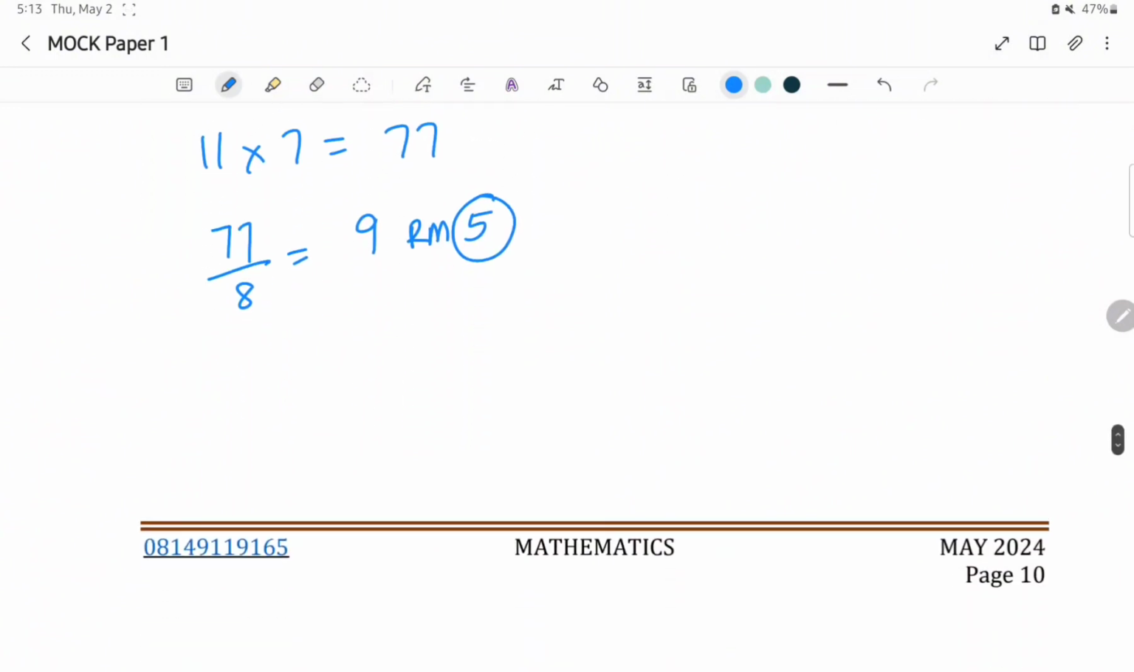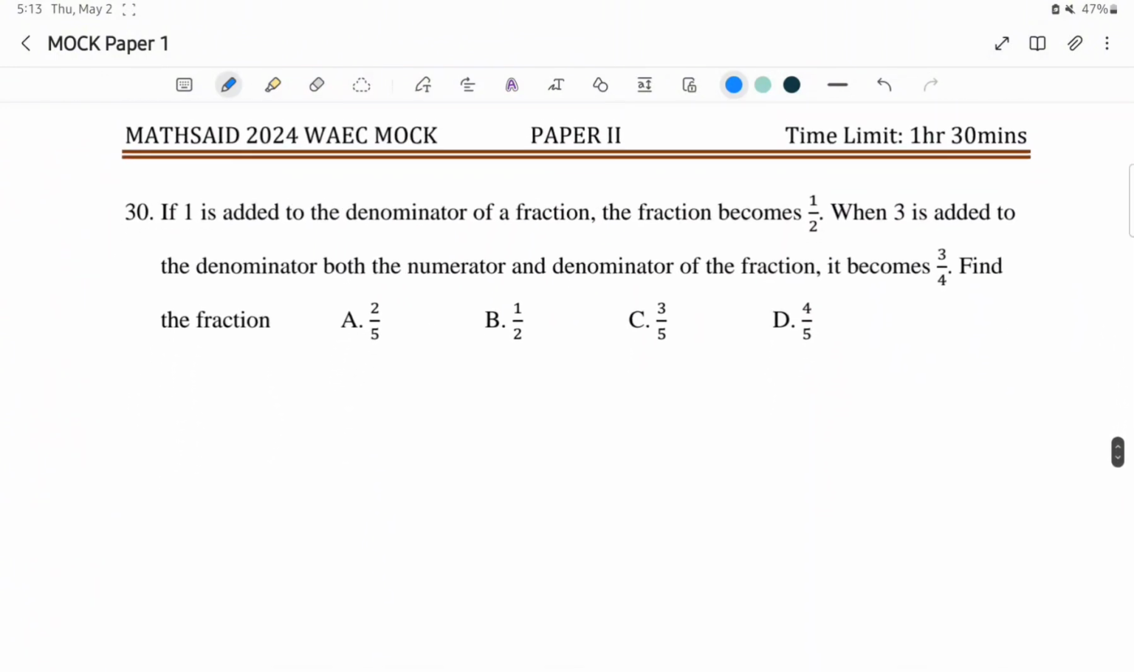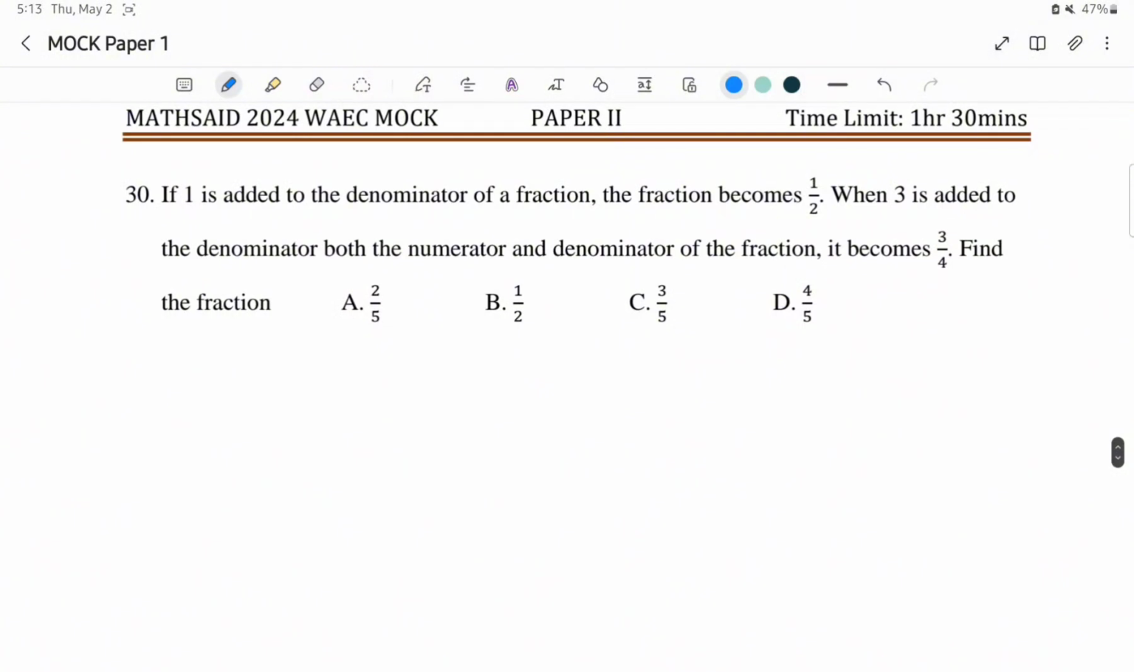Option A. In question 30, if 1 is added to the denominator of a fraction, the fraction becomes 1 over 2.